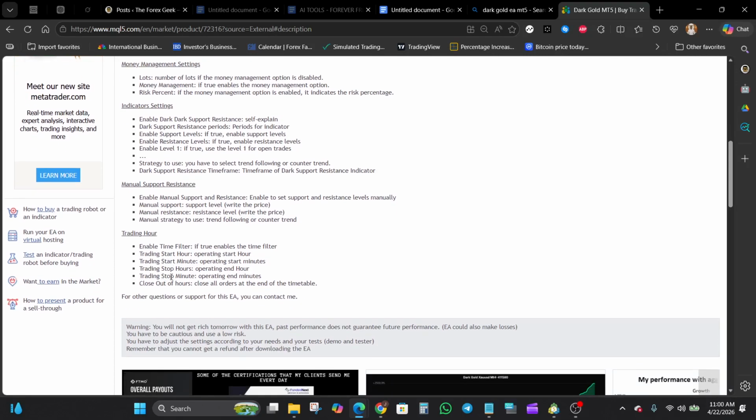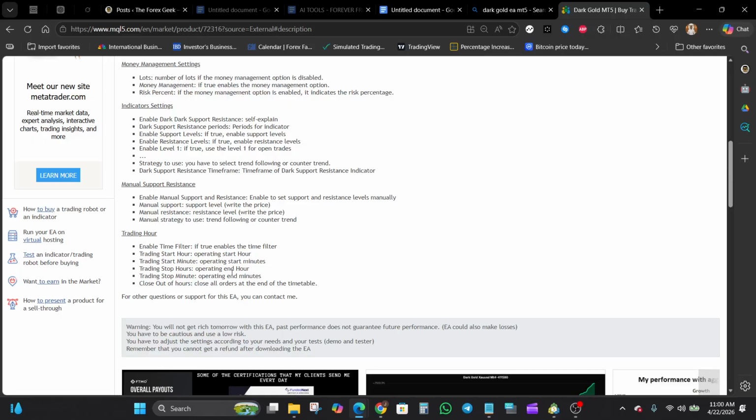Another important feature is the time filter. All right, this allows the EA to trade only during specific hours. This is especially useful for scalping strategies because certain sessions like the London or New York have better liquidity, and also because avoiding low volume periods can reduce false signals, right? But again, if set incorrectly, you might miss good trading opportunities.